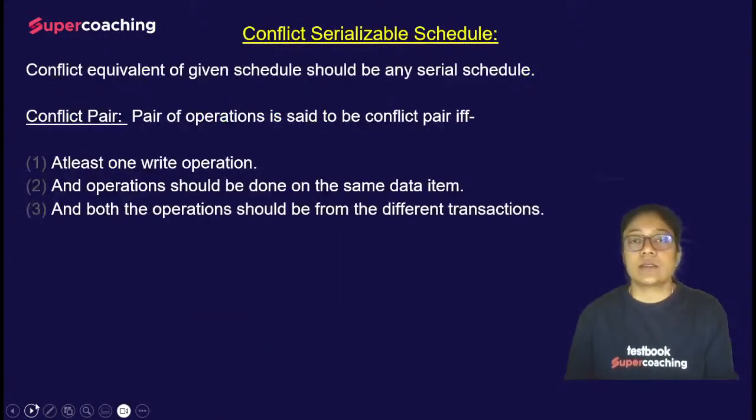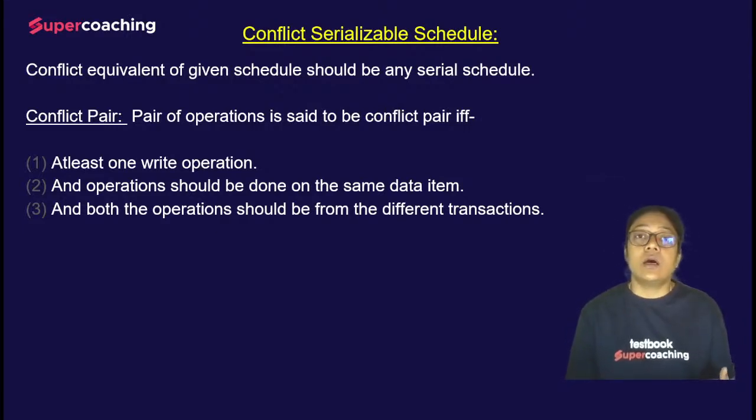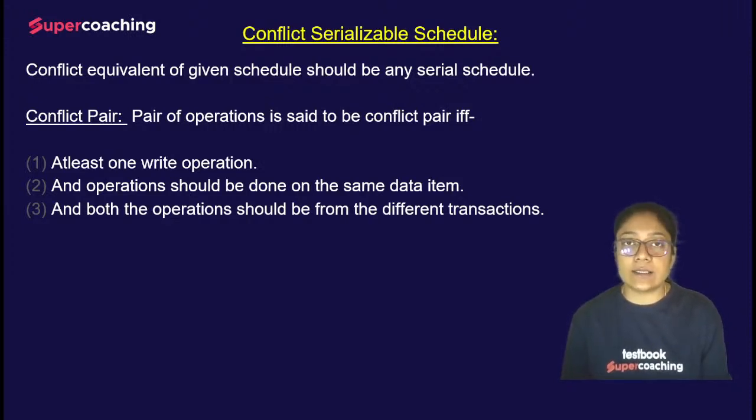So let's go to the first one, that is conflict serializable schedule. Conflict serializable means what we have to do is find out the conflict pairs, and from those conflict pairs we'll construct the precedence graph, and if we get an acyclic graph, then we can say that the given schedule is conflict serializable. Okay, so that is the testing condition for a conflict serializable schedule.